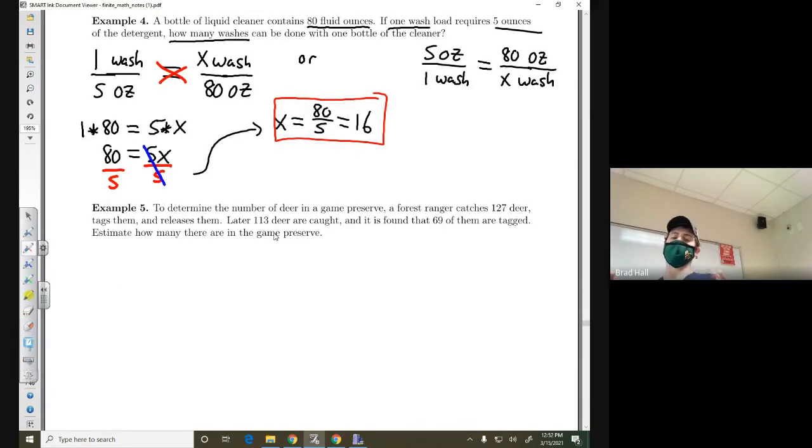Now, honestly, in the real world, I think this would be a horrible way to determine the number of deer in a game preserve, as this problem suggests. To determine the number of deer in a game preserve, they catch 127 deer, tag them, and release them. Then they catch 113 deer and see that 69 of them are tagged. Estimate how many there are in the game preserve.